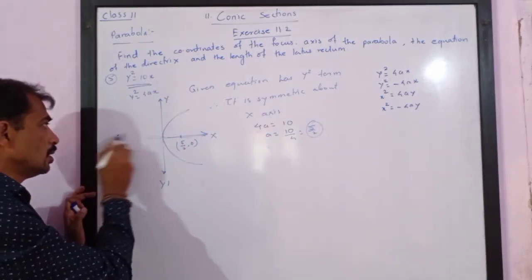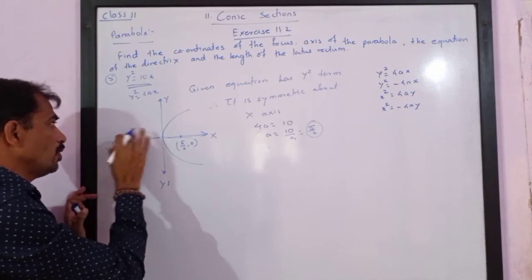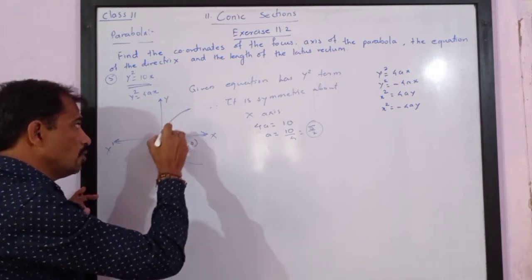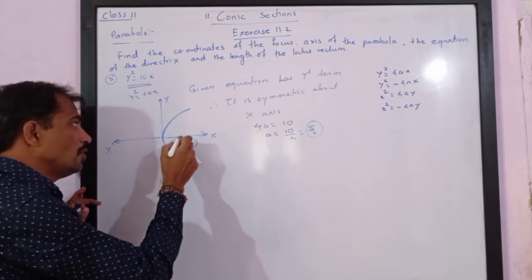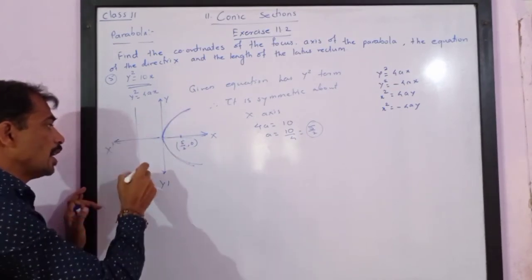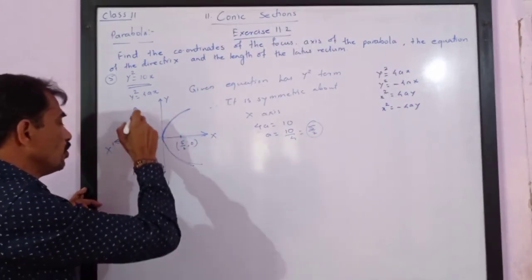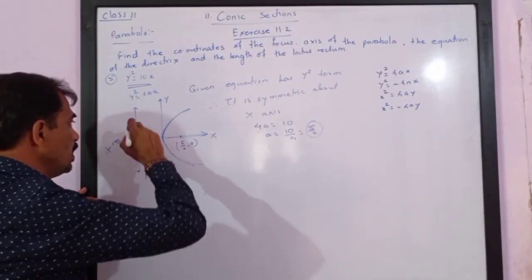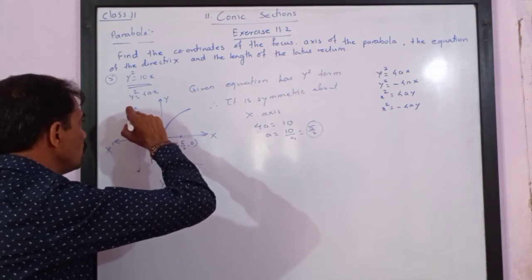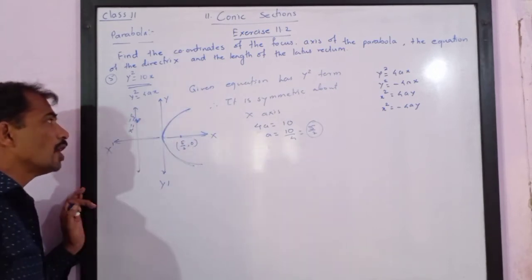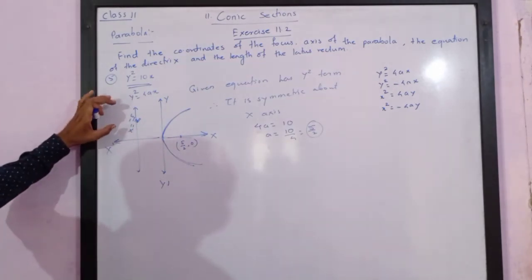And according to the definition, we know that a parabola is a curve which is equidistant from the focus and the directrix. So it means the equation of the directrix will be x equal to negative 5 upon 2. So x equal to negative 5 upon 2 is the equation of the directrix.